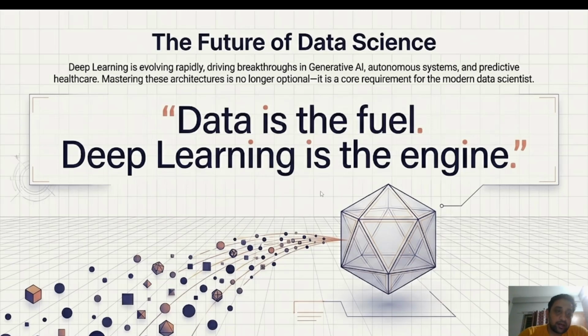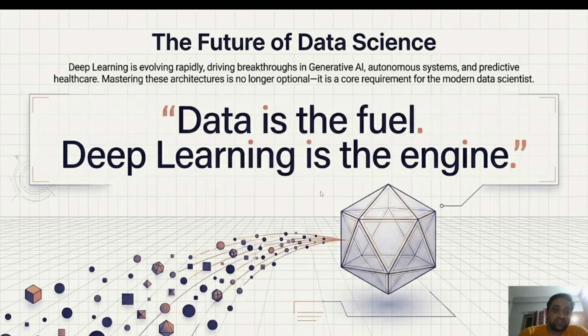The data particles you see flowing into the geometric engine on this slide, there's every tweet, every medical scan, every sensor reading, every financial transaction pouring into these deep learning architectures and emerging as intelligent prediction and insight. For a modern data scientist, mastering deep learning is no longer optional. It is the core requirement.